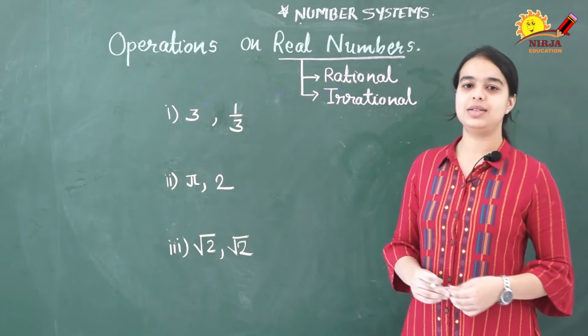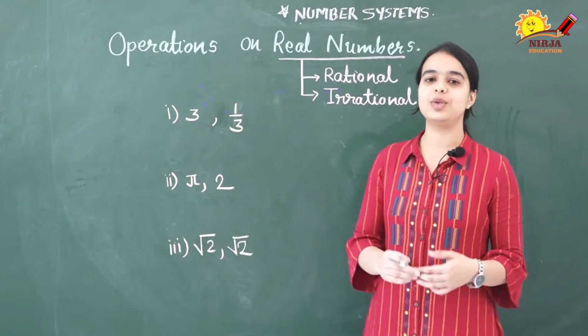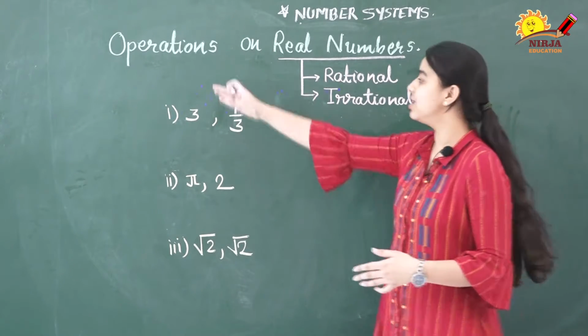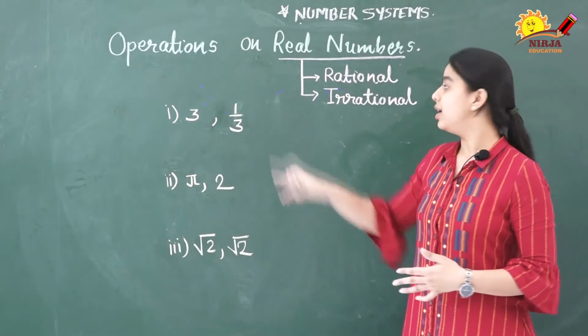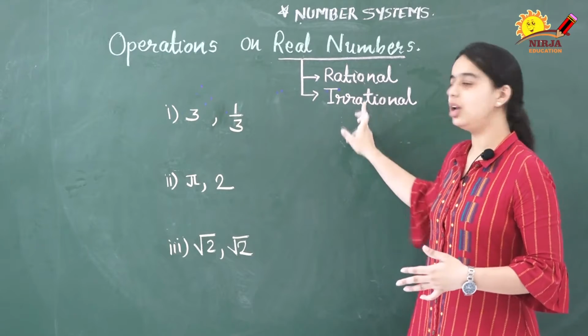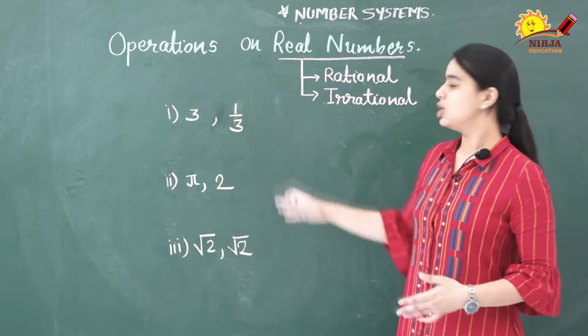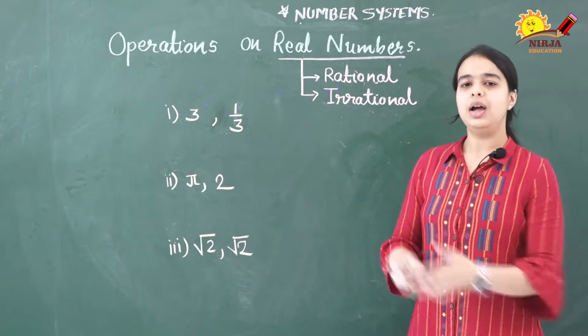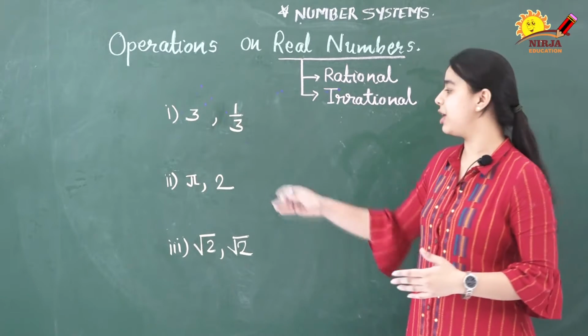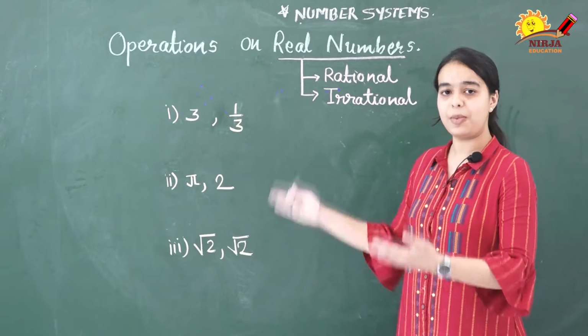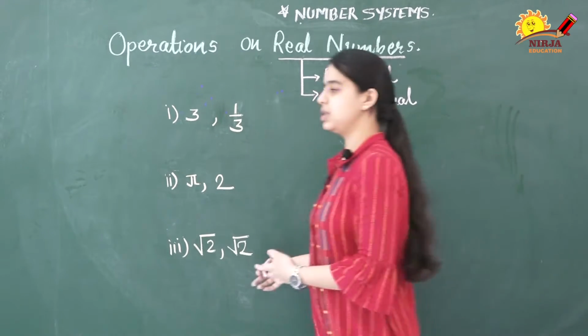Hello dear students, in this video we are going to discuss how to perform various operations on rational numbers. As you all know, real numbers can be either rational or irrational. So I have listed some examples. Let's start with examples and see what happens if we perform various operations on these numbers.